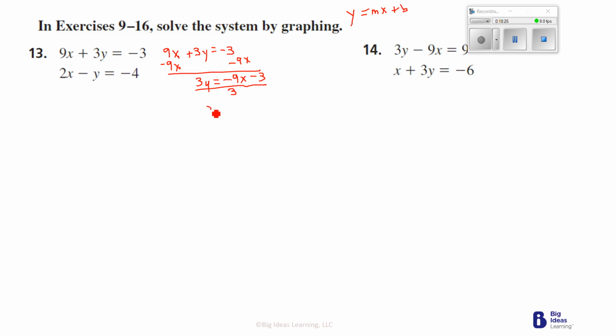That's going to give me y, right? 3 divided by 3 is y. And then -9 divided by 3 would be -3x. And -3 divided by 3 would be -1. So that's one of my equations. Now let's go ahead and look at the next one. This one I have 2x minus y is equal to -4. I'm going to go ahead and minus 2x from both sides.